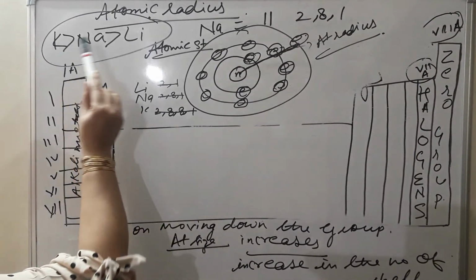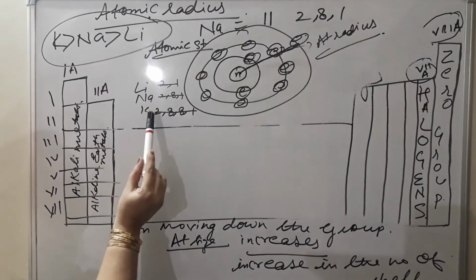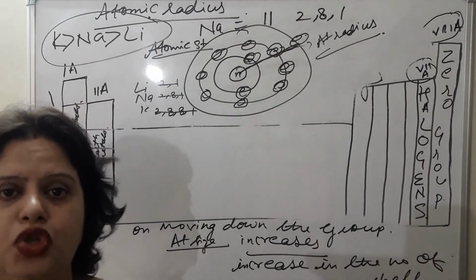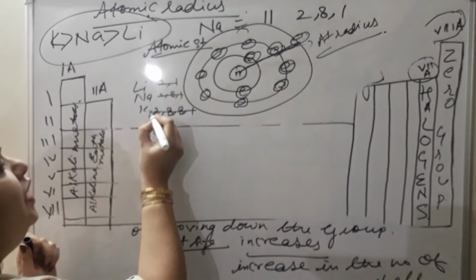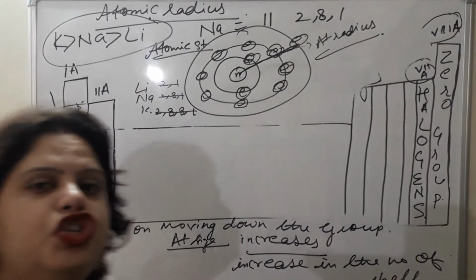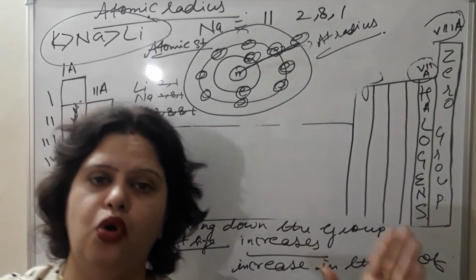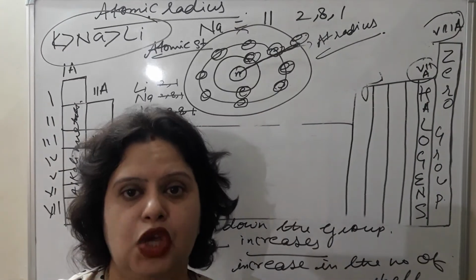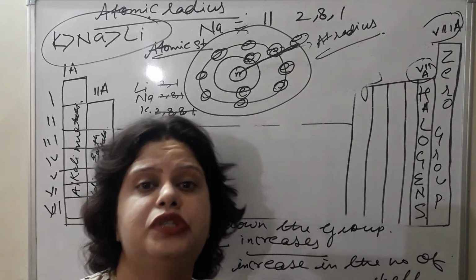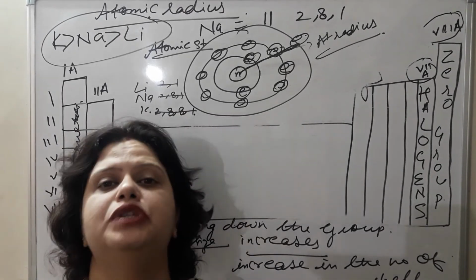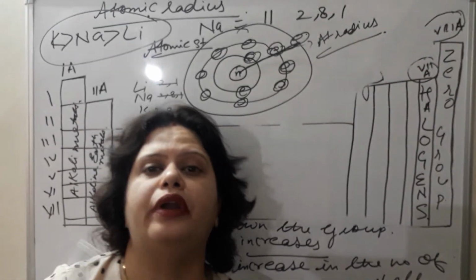Potassium is more reactive than sodium because the distance between the nucleus and the outermost shell is more in potassium. So there is a lesser force of attraction between the nucleus and the electron present in the outermost shell. Distance is more, so force of attraction is less. So potassium can easily lose an electron as compared to sodium, and sodium can easily lose an electron as compared to lithium. That's why potassium is more reactive.